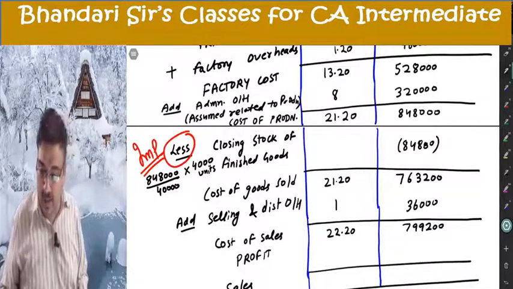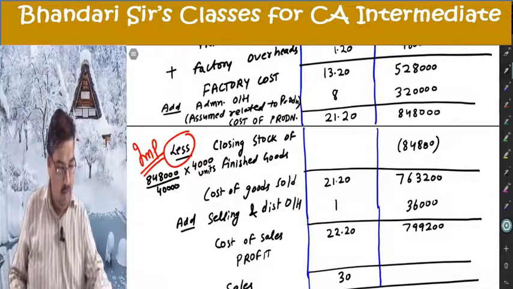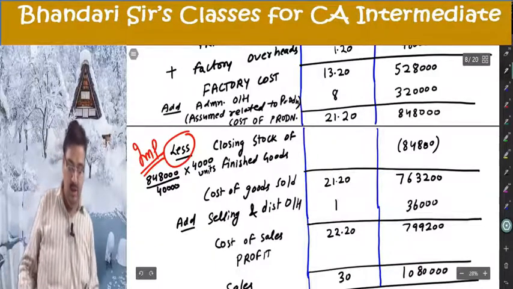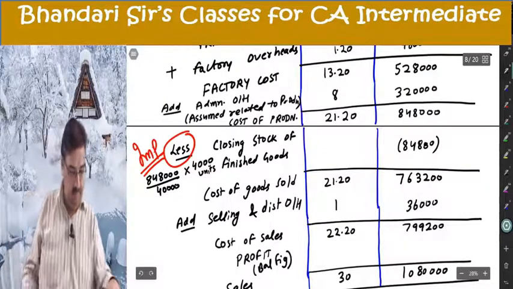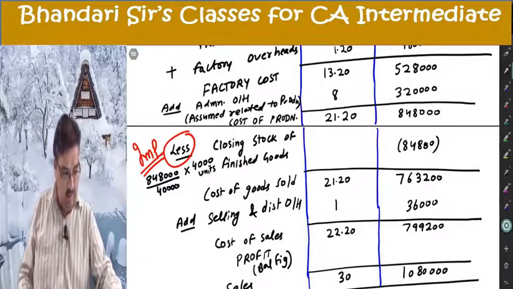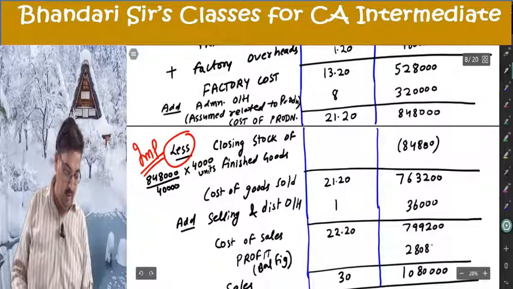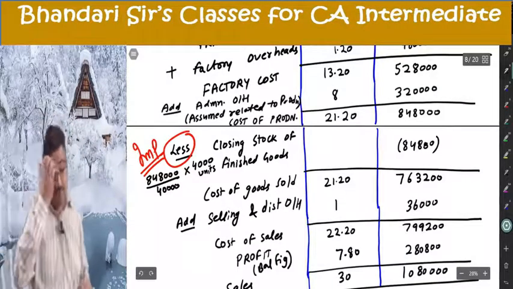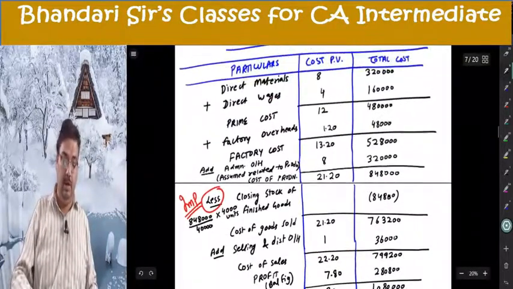You are given selling price 30 per unit. 30 multiplied by 36,000. 10,80,000 is sales revenue. This is profit, balancing figure. Minus 7,99,200. I am getting 2,80,800. This is 7.80. This is the ultimate cost sheet that you need to prepare in this.